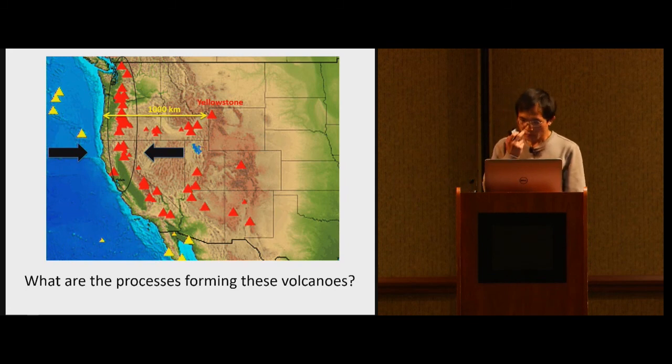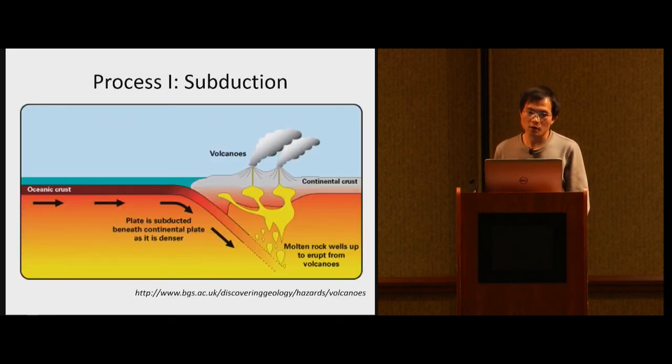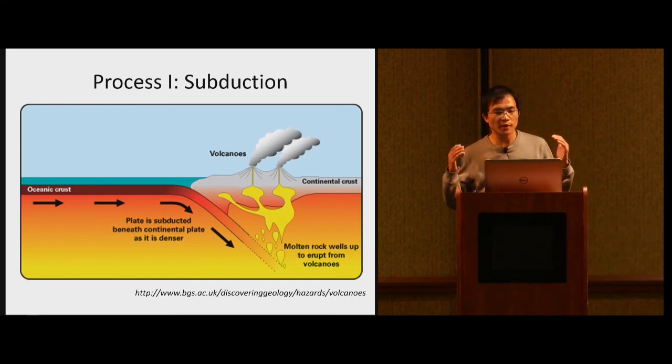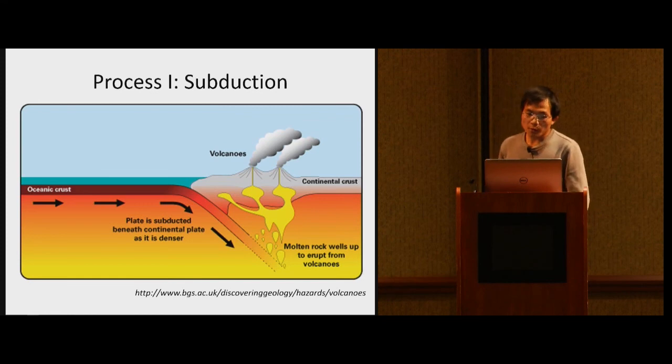To explain volcanoes in geology, we have two traditional views. The first one is called subduction. Subduction essentially means, as I have said, for the western US the two plates are moving toward each other. So what happens in the vertical direction is the Farallon plate goes below the North American plate, and it goes into the mantle. And because the Farallon plate is under seawater, it carries water inside.